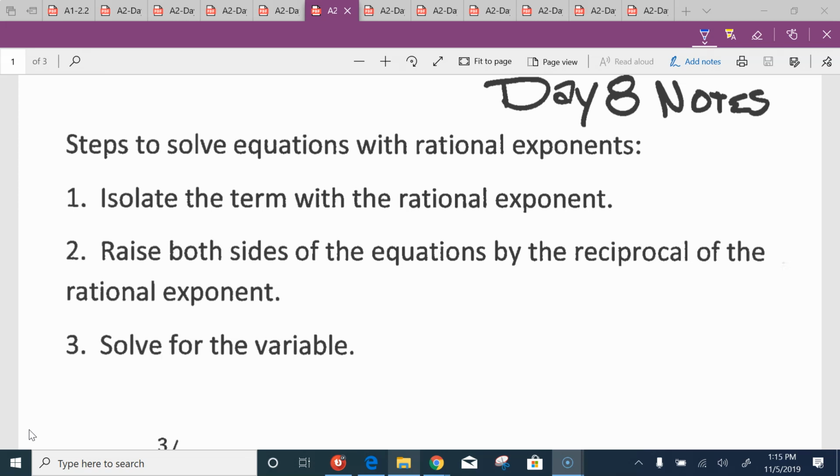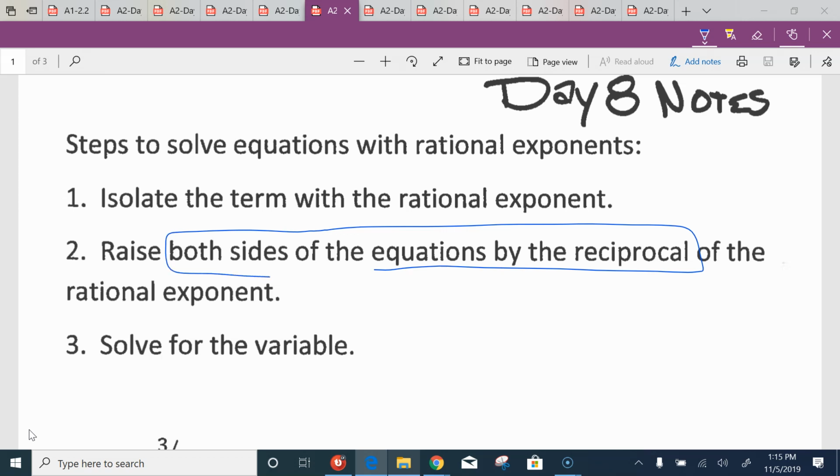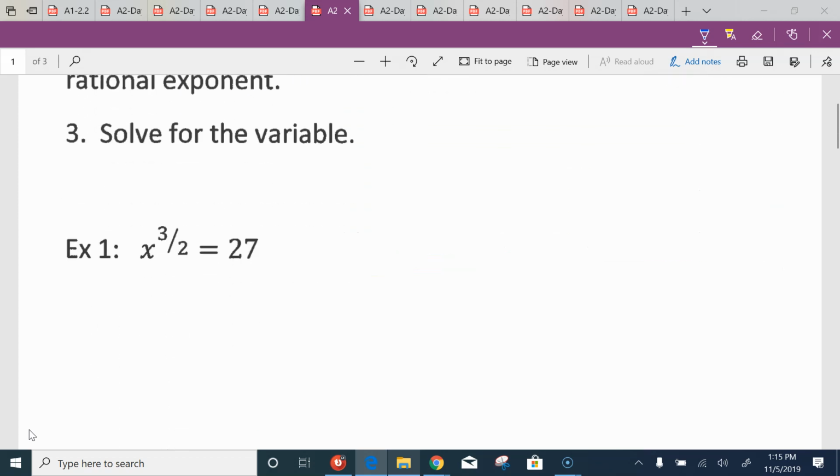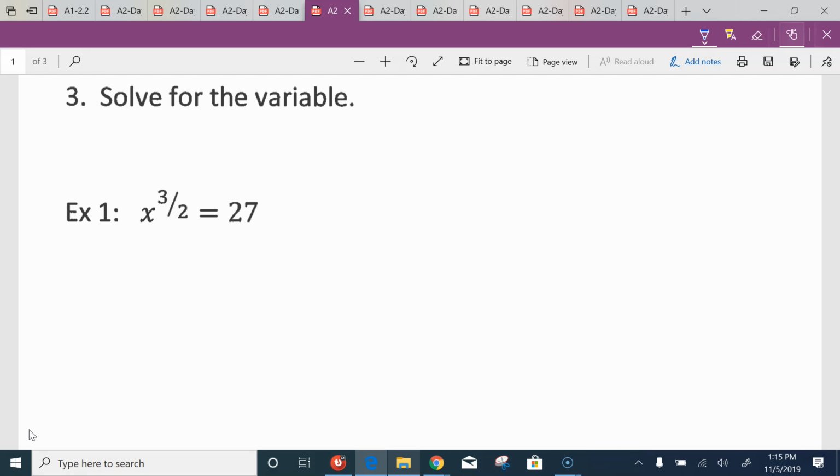You're going to isolate the term with the rational exponent. That means you want to get the letter, the variable, all by itself. Usually it's x. For number 2, raise both sides of the equation to the reciprocal. This is the key term right here. Everything has to get brought to the reciprocal on both sides. You'll see what that means as I explain these problems. And then finally, the last step is just to solve for the variable like you would in any other typical equation. So we begin with example 1.